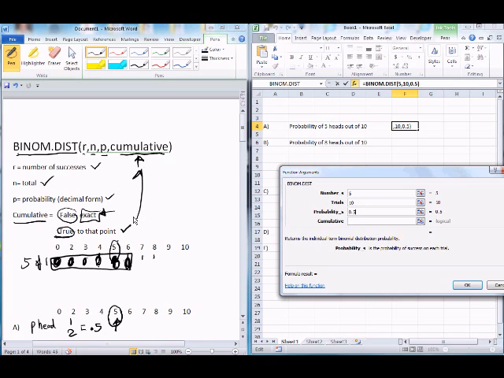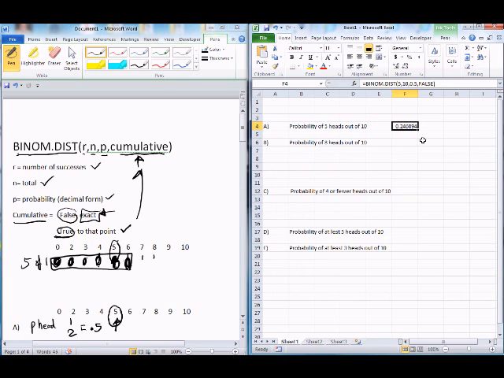We're looking for exactly 5. So if we're looking for exactly, all we have to do is type in the word false here. Then we hit enter, and we have our probability. The probability of getting exactly 5 heads if you flip a coin 10 times is 0.246094. In other words, it's about 24% probability of getting exactly 5 heads.